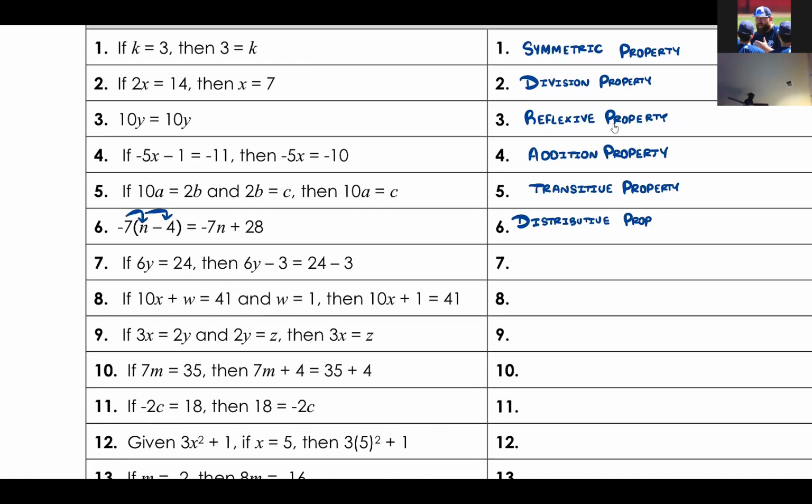If 6y equals 24, then 6y minus 3 equals 24 minus 3. What changed? The 3's came in there, but what is being done with the 3's? Subtracting. So it's the subtraction property.